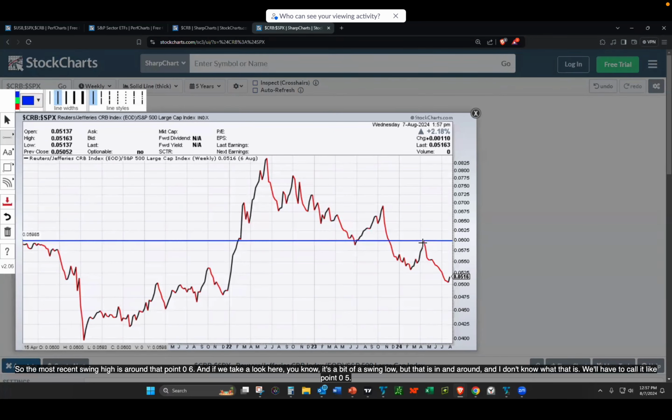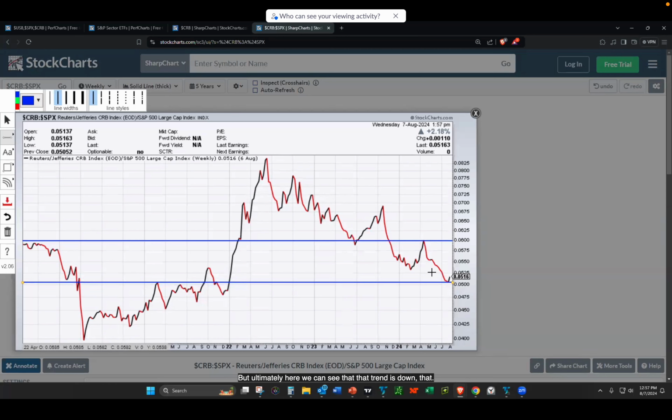So the most recent swing high is around that 0.06. And if we take a look here, it's a bit of a swing low, but that is in and around, and I don't know what that is, we'll have to call it like 0.05. But ultimately here, we can see that trend is down, telling me that commodities are underperforming stocks.